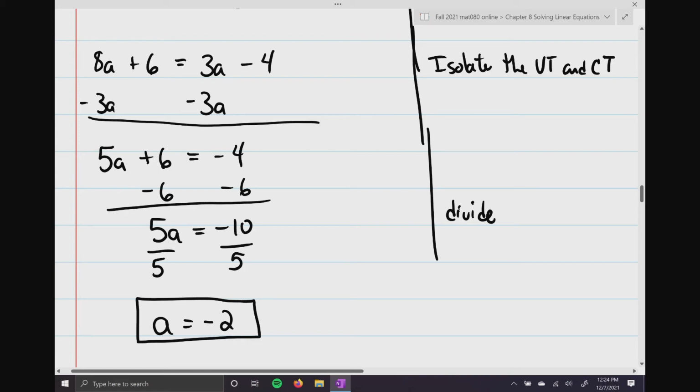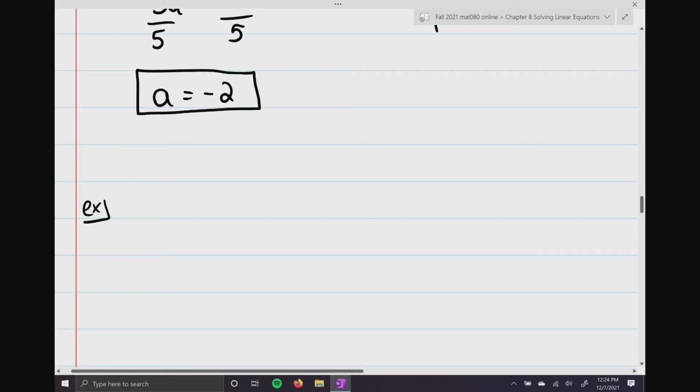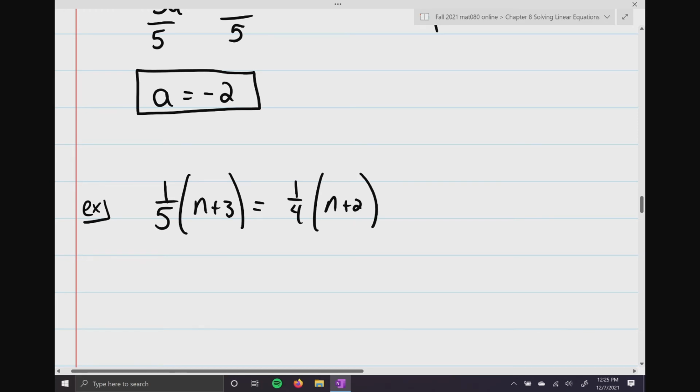So I'd like to do just one more problem here. And this one is going to look a little weird, but remember, we got steps. Stay true to the steps. Don't deviate from them. So here's our problem right here. We have 1/5 times the quantity n plus 3 equals 1/4 times the quantity n plus 2. I give myself a little bit more space. There we go.